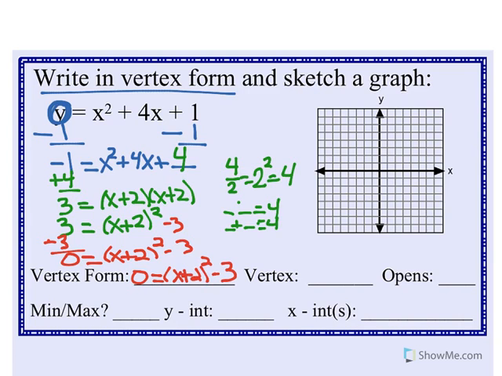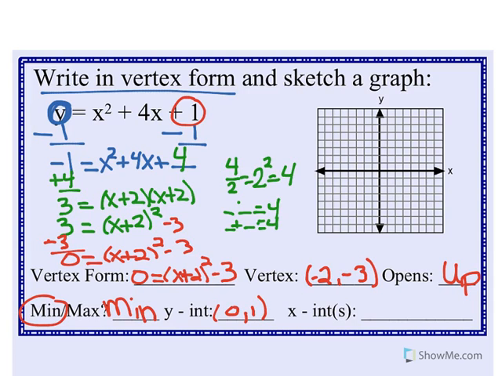We can steal a vertex by doing the opposite of positive 2 and keeping the negative 3. Because the x squared is positive, the parabola opens up. Because it opens up, that means it is a minimum. The y-intercept is the constant on the end, the 1.